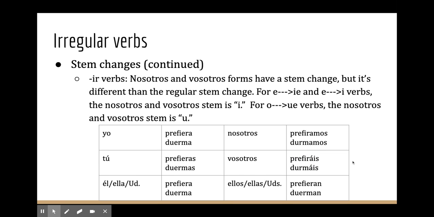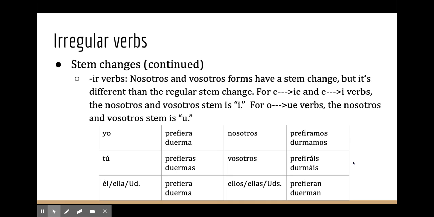All right. When you go to IR verbs, similar, right? Yo, tú, él, ella, usted, ellos, ellas, ustedes all have the same stem change, but the nosotros and vosotros forms have a different stem change. Isn't that fun?